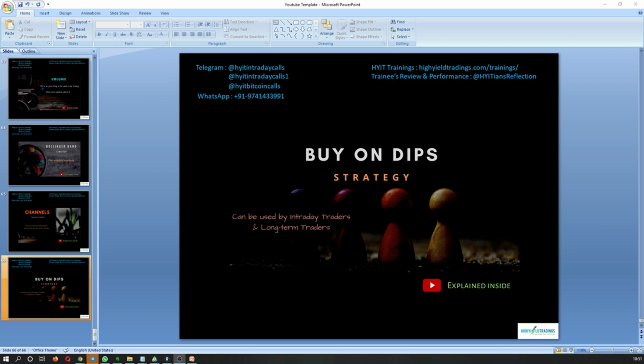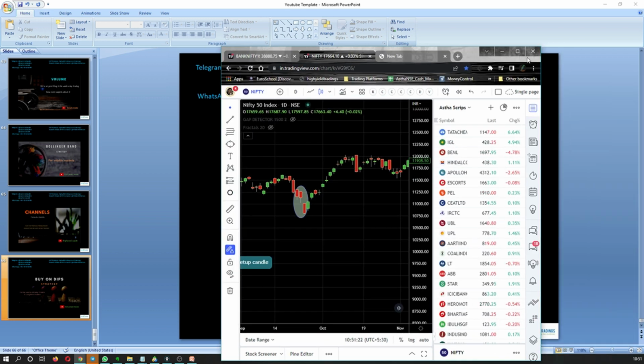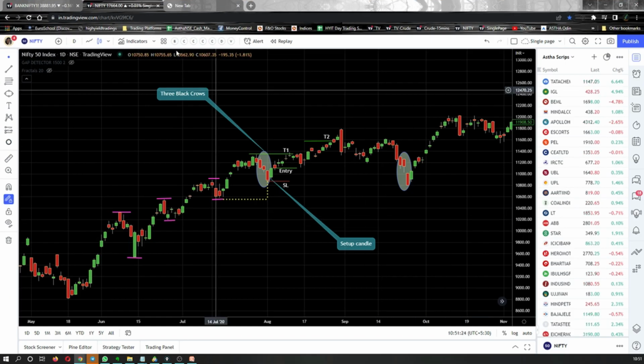So combine these things with technicals and it will be magical. What I mean to say here is, if we get back to the charts, this fourth green candle is your setup candle, because you are taking the entry here after the candle closure, putting your stop loss here, and your target number one here, number two here. Now, this is just price action.